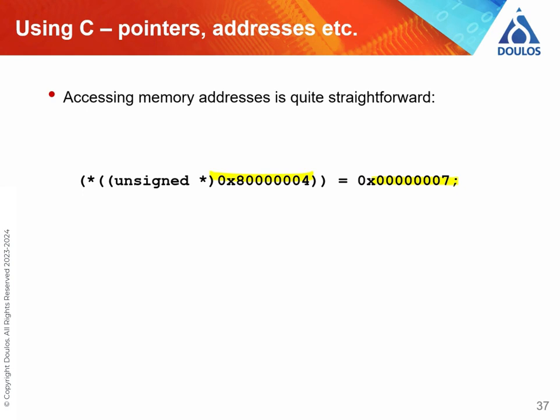So what we're doing in the syntax here is we're telling the compiler that that number, 0x8000 etc. 4 is actually a pointer to an unsigned int, and then when we add another star there dereferencing it, that says we want to look at the contents of that memory location.